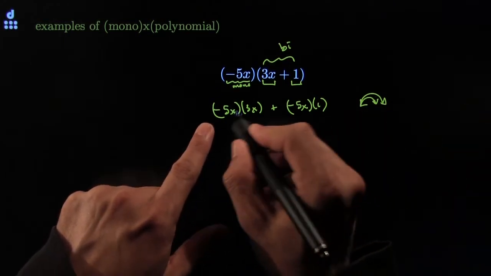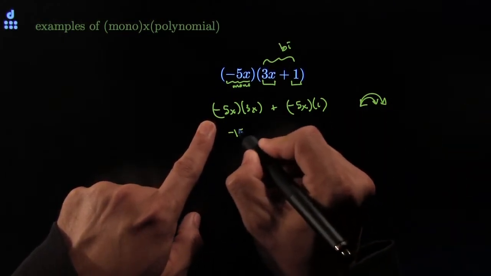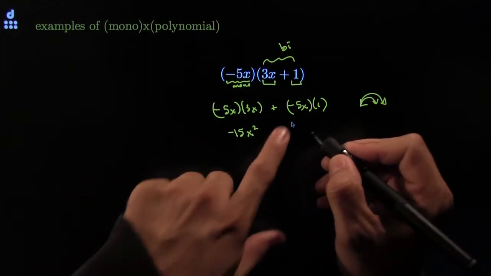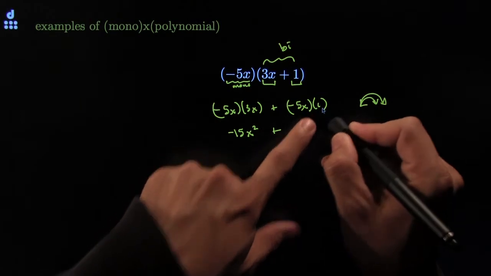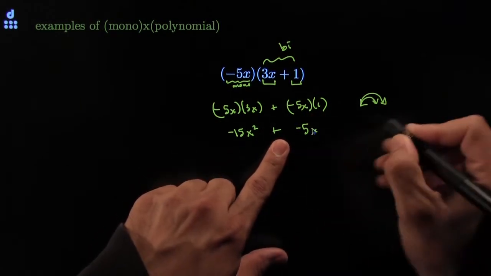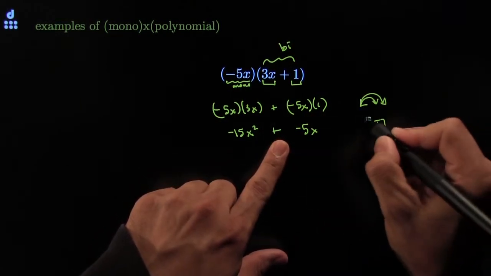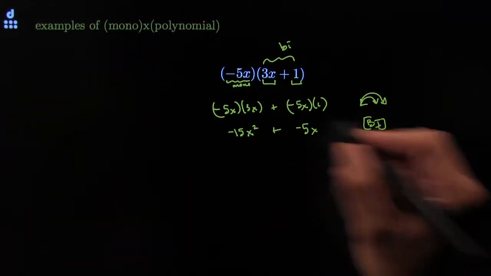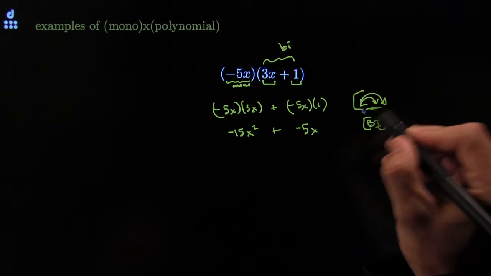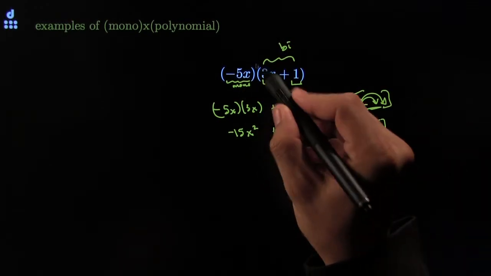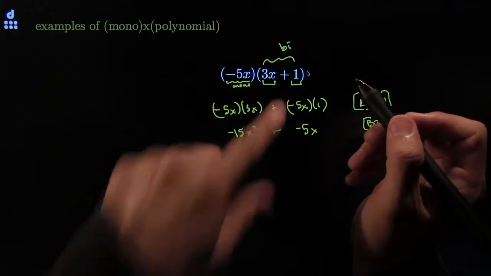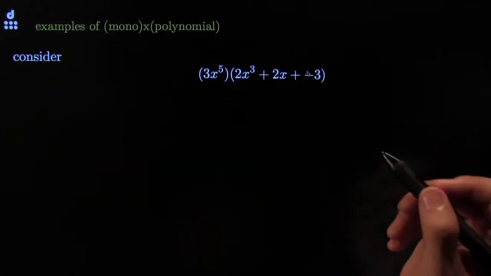Justifies that. This will become -15 x times x will give you 2 x's multiplied together, plus negative 5x times 1, that will just give you negative 5x, and of course I'll just say this is by inspection. And there you go, our first monomial times a binomial. Easy. The key here is just the distributive law. Distribute the monomial onto every one of the terms. However many terms you've got here, that's how many times you should distribute the monomial.